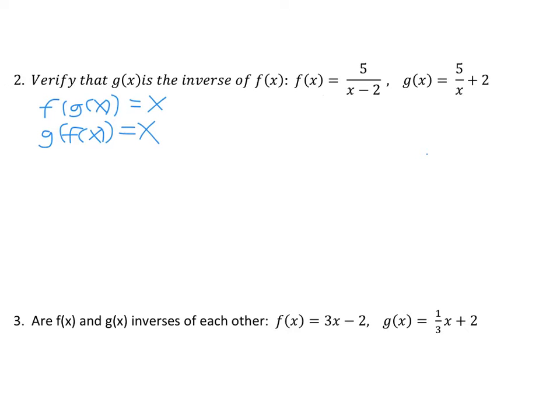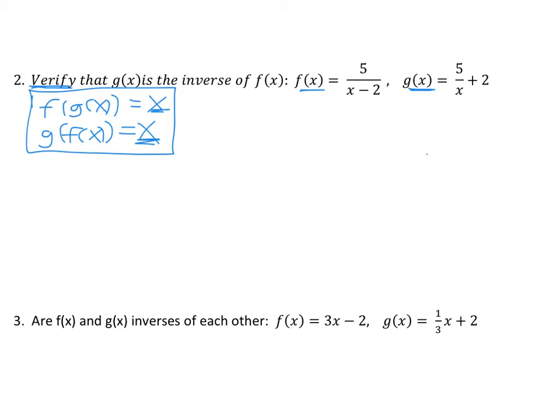Whenever it says verify, it's basically implied that they are inverses, you just have to prove it. Now, in order to prove it, we're going to use the second characteristic that you took down in the video. And this is the second characteristic. You basically have to take the composition of each function and they have to equal x. Alright, if they don't equal x, then they're not going to be inverses of each other. Alright, so this is f of x and this is g of x.